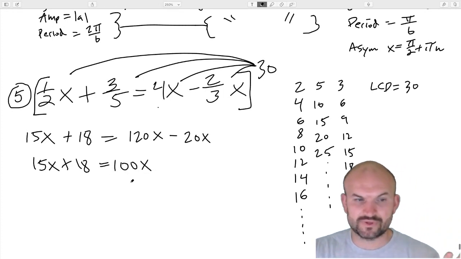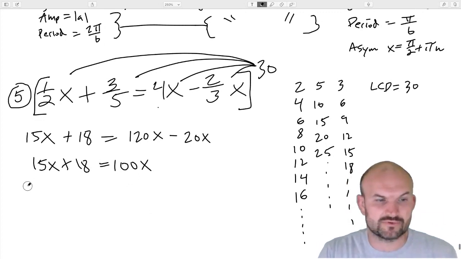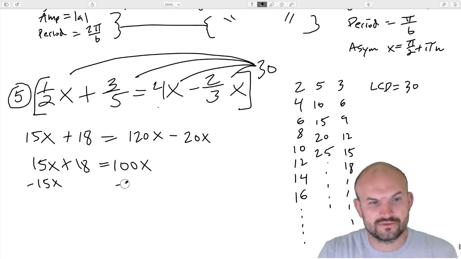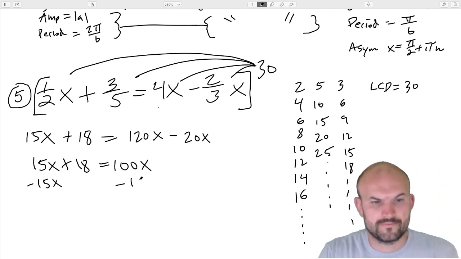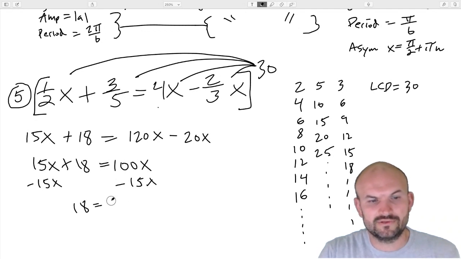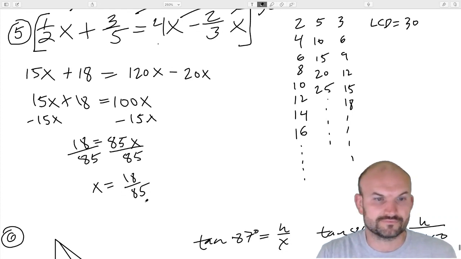Then again, we really want to work on getting our variable on the same side. So I'm going to subtract 15x. Oops. Okay, and I get 18 equals 85x. And then I will just divide by 85 on both sides. Oh, I forgot I have one more question. x equals 18 over 85.